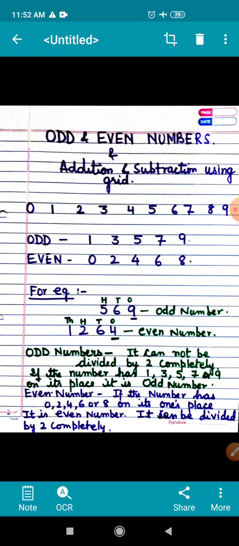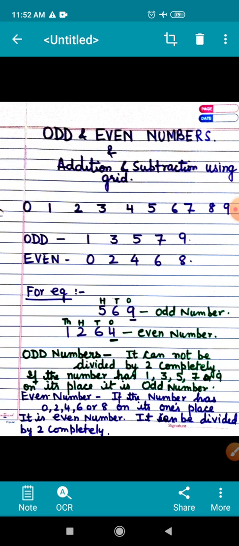Children, today in this class I am going to take revision of odd and even numbers and addition and subtraction using the grid method. Okay, so let us start.